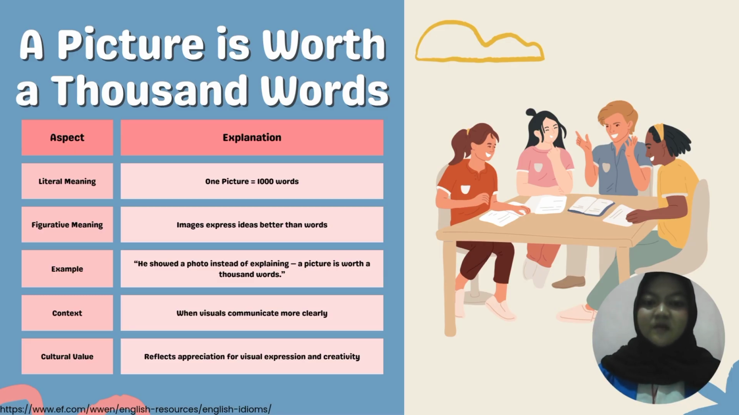For example, the attached photo clearly tells the story of their team's hard work. A picture is worth 1,000 words. This idiom is often used when visual communication conveys meaning more clearly than spoken or written language. It also reflects our appreciation for visual expression and creativity in communication. So basically, this idiom reminds us that sometimes an image can speak louder than any explanation.